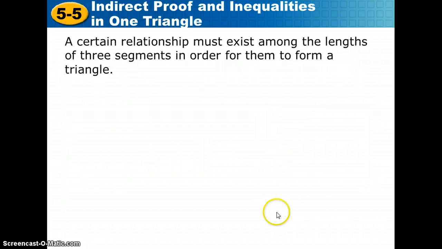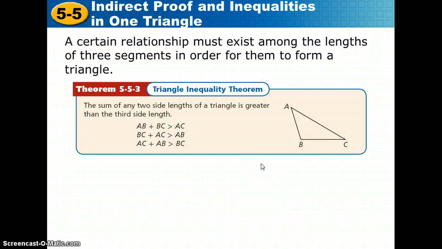So what we notice is that a certain relationship must exist among the lengths of 3 segments in order for them to form a triangle. The sum of any 2 side lengths of a triangle has to be greater than the third side length. So AB plus BC must be greater than AC. BC plus AC must be greater than AB. And AC plus AB must be greater than BC.